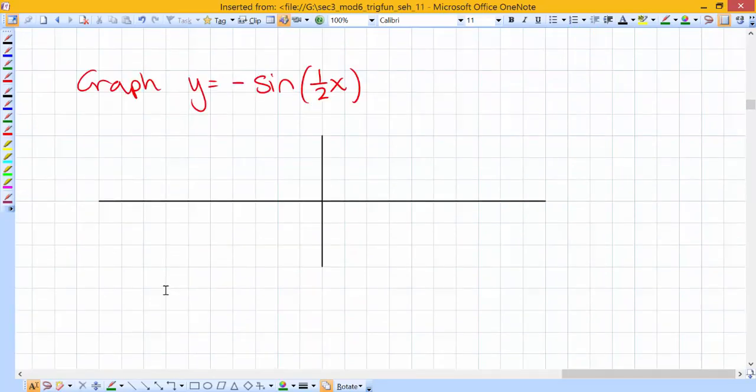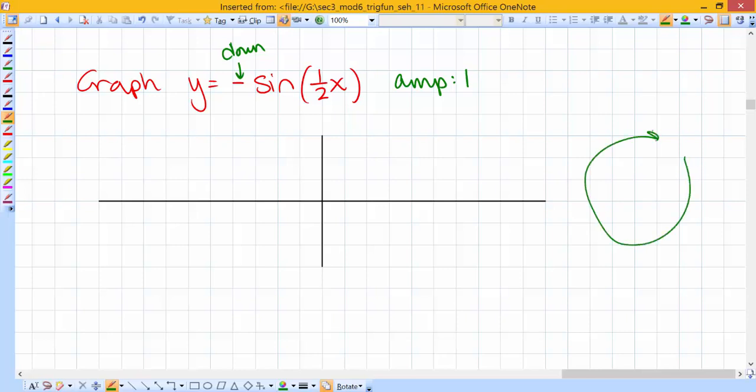We're going to see something a lot different in this next one. I have a negative sine of 1/2 x. So your graph is actually going to do something different now. I still want to start by identifying the amplitude, which is +1 because that's your radius. The negative says your graph is going to go down first.